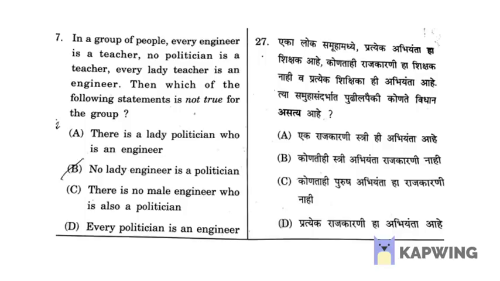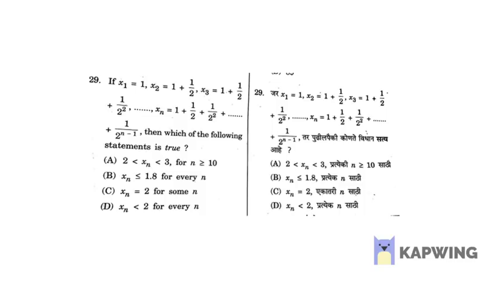Now for this question, in a group of people, every engineer is a teacher, no politician is a teacher. So for this question, the correct answer is D, that is every politician is an engineer. Friends, this is the correct answer, that is D. Now moving on to the next question.